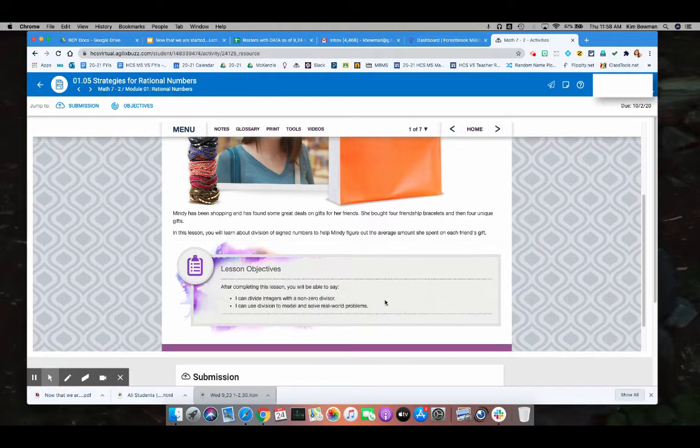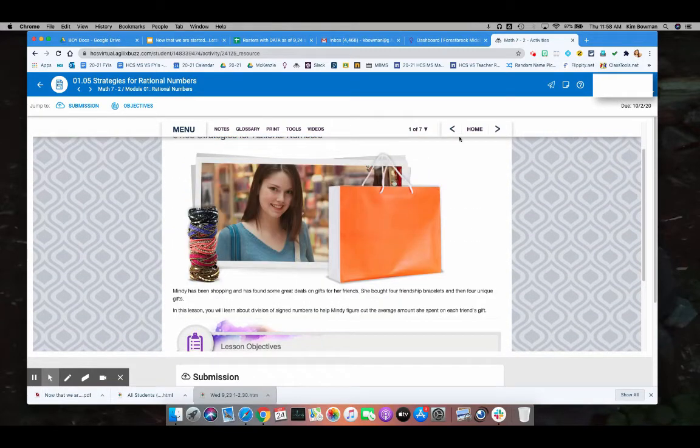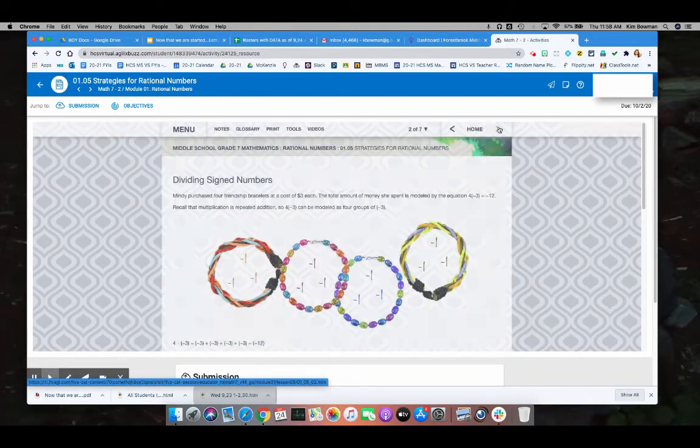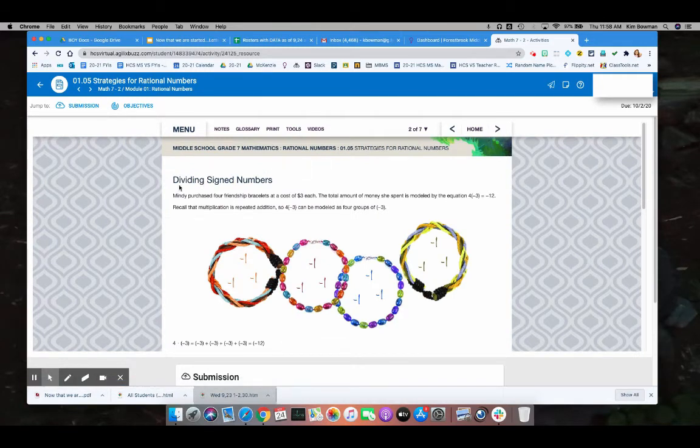When you get into these, this is not the only slide here. There's 6 more slides. You can either go through them like this, or the easiest way is to just click the right arrow button up here. Okay, dividing signed numbers.